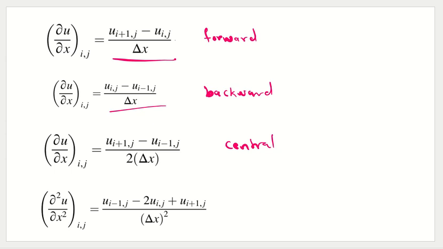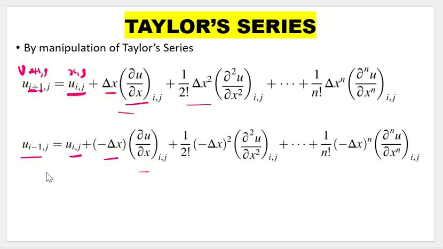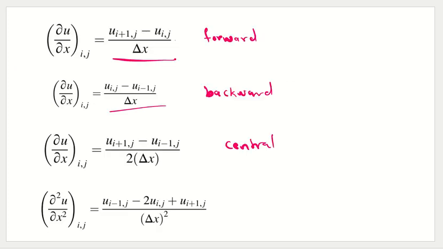Similarly, if you want to find an algebraic expression for the second order derivative in the x direction, we can also manipulate it by adding the two equations. We can get something like this, in which case we have the backward minus 2 times the central plus the forward, divided by delta x square. So all those expressions can be used to substitute for your du dx in your actual model.